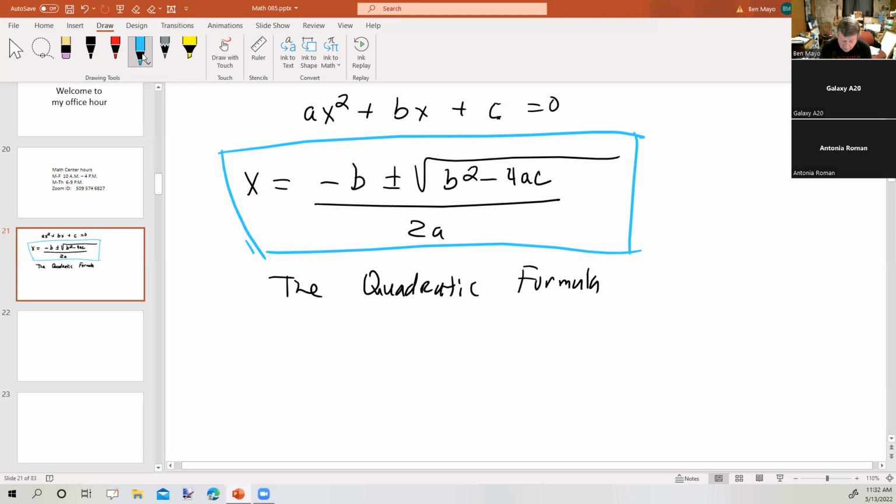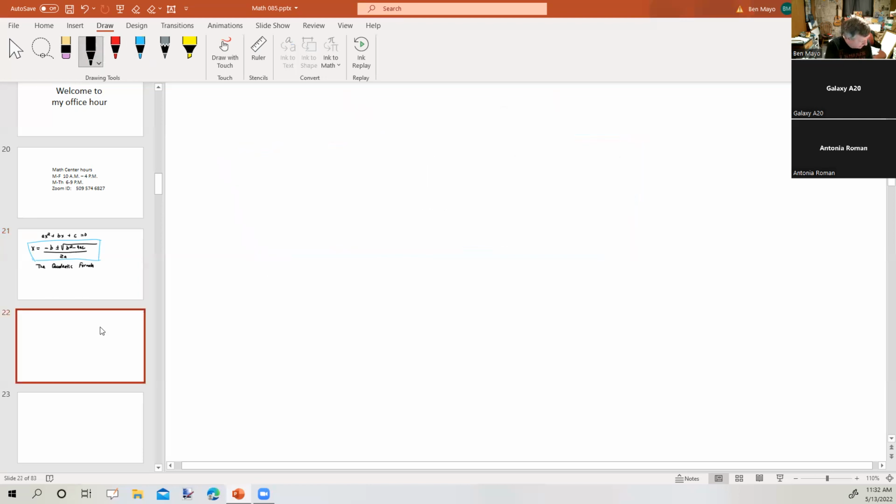So anyway, I'm going to start by taking a fairly easy example and we'll solve it by factoring, and then we'll use the quadratic formula just to show that, yes, it does work. So let's take the following second-degree equation. X squared plus 3x plus 2 equals 0.